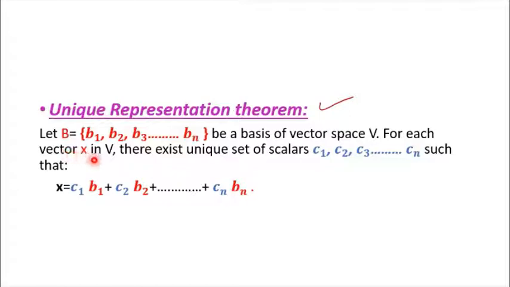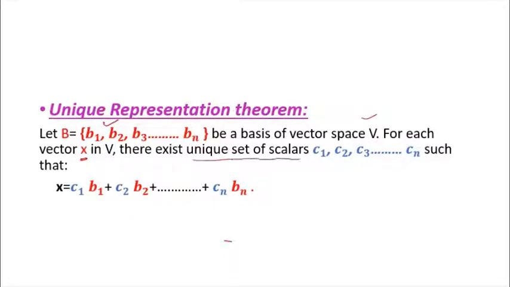For each vector x in V, there exists a unique set of scalars c1, c2, c3 and so on cn such that x is written as x is equal to c1 b1 plus c2 b2 plus and so on plus cn bn. Now if we recollect, part of this we already know. If there is a vector space which has a basis B, then every vector x in V can be written as a linear combination of basis vectors. This we know. Then what is the extra thing that is there in this theorem?